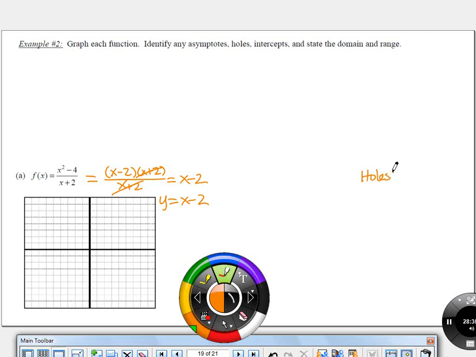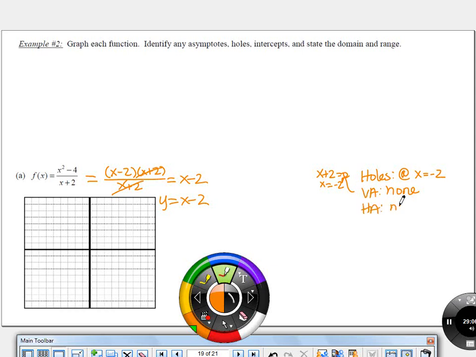As far as holes, we found one. Okay, x plus 2 is a factor that was canceled. So there's a hole when x is equal to negative 2. And then we'll talk about where that actually is on the graph. Okay? Then as far as vertical asymptotes, there isn't any because the one factor that would have made a vertical asymptote was actually contributing to our hole. So it's a removable discontinuity instead of non-removable.